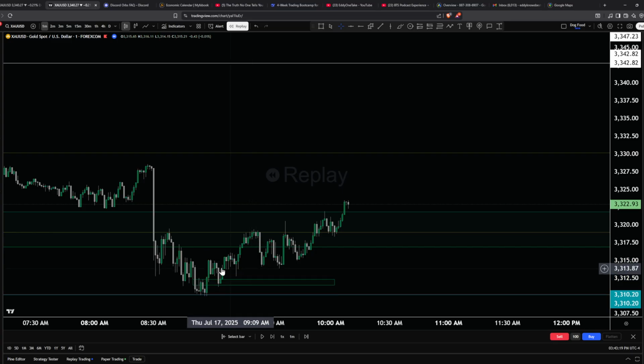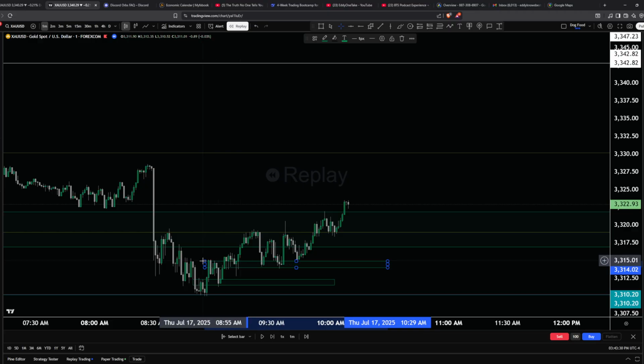I can erase these fibs right here. Never took out any of these lows. You also have market structure here for added confirmation. Right here, market structure painting out multiple touches at this level. Price using it as support, and then breaks through. Now it's resistance, and now it's support.